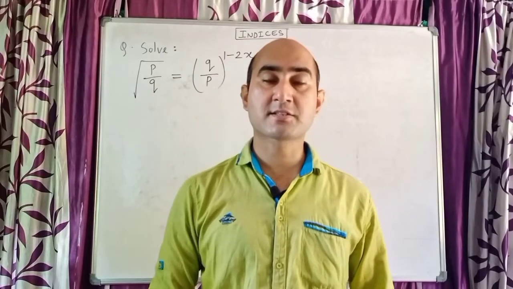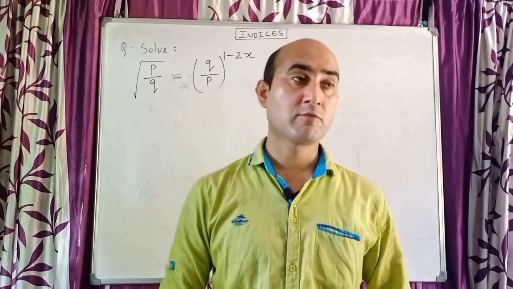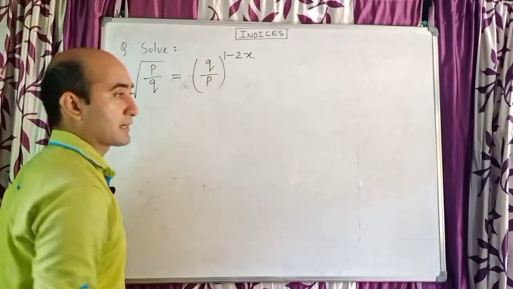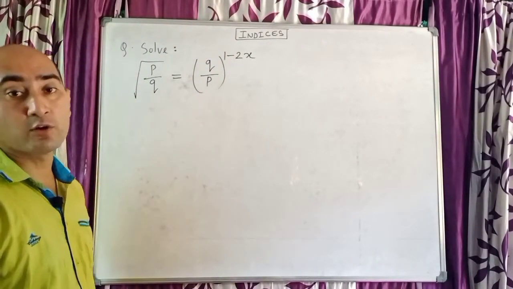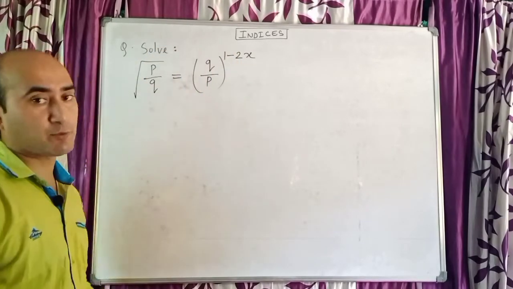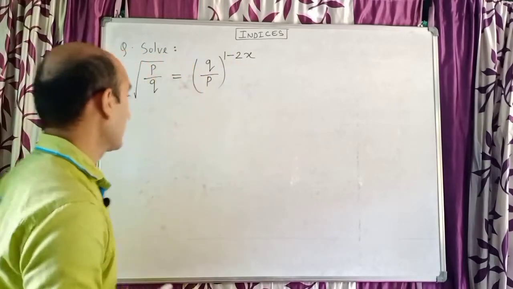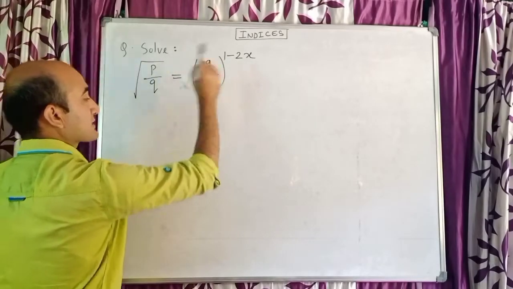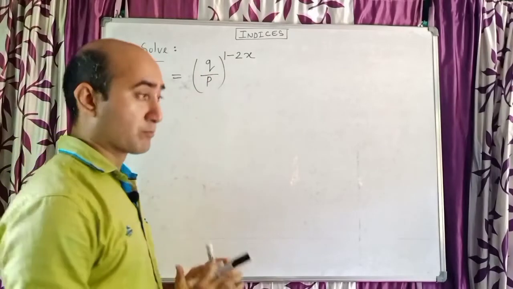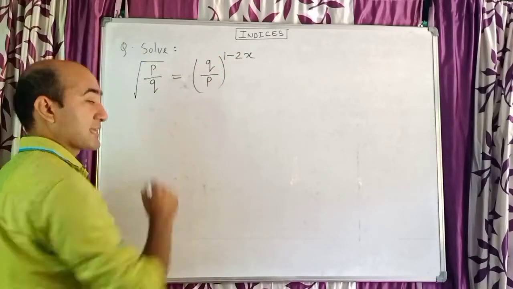Class 9 children, let us discuss one more question from the chapter indices. So here is one more question, solve. That means you have to find the value of the unknown variable. So our unknown variable, you can see this is x in the power, you have to find the value of x. To find the value of x, as it is in power form, the base should be the same.